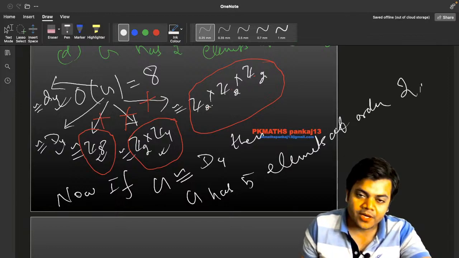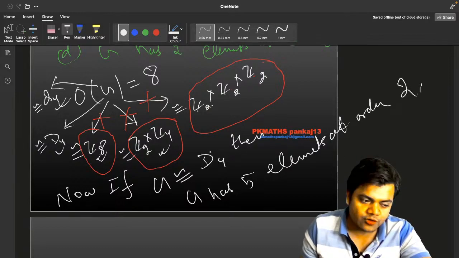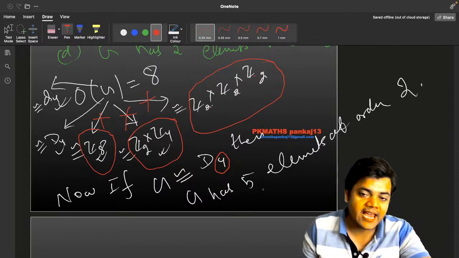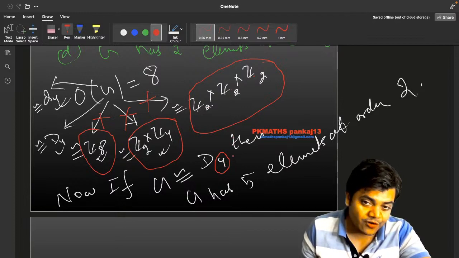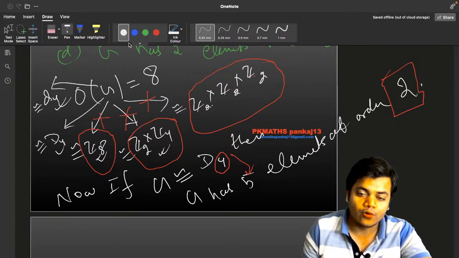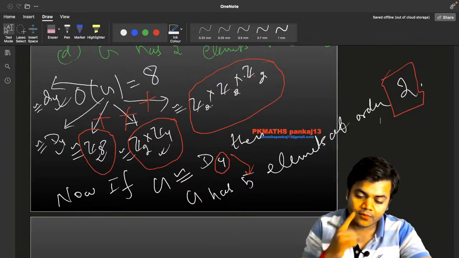Okay, because this D4 is over here, and D4 is what? Even. So for Dn, if n is even, then n plus 1 number of elements will be of order 2. We have already discussed it. So D4 is over here, so certainly it will have 5 elements of order 2.